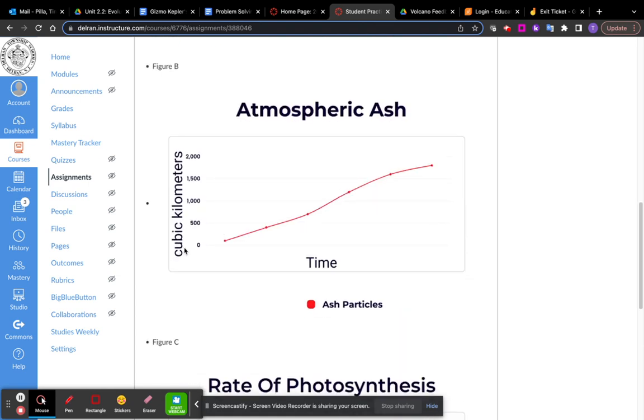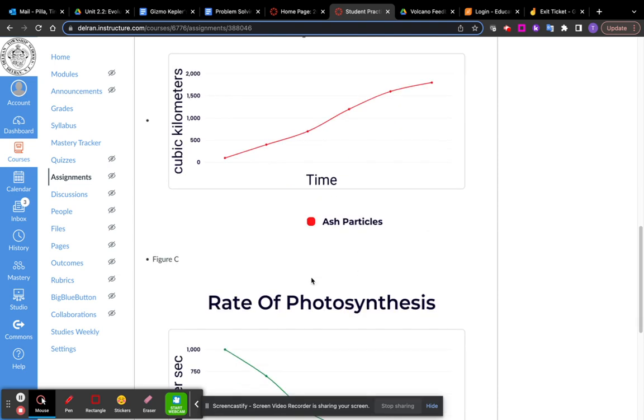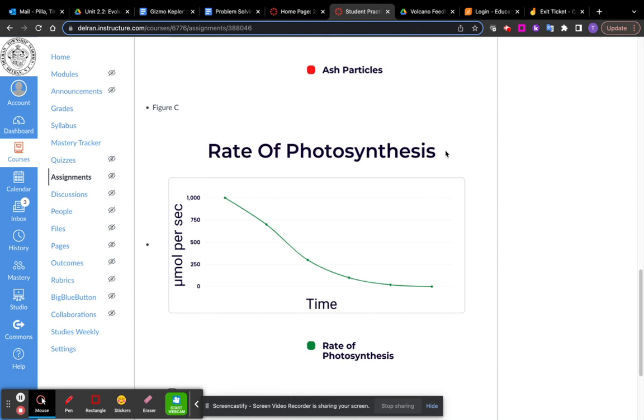Likewise with figure B. Now we have cubic kilometers. Since atmospheric ash is like a little cloud of ash, it is three-dimensional. It's not flat. We measure that in cubic kilometers. So again, we're looking at how many cubic kilometers of atmospheric ash there are over time. In figure C, we're checking out the rate of photosynthesis. Don't worry about the mu moles per second. This is just how you can record or measure the rate of photosynthesis.